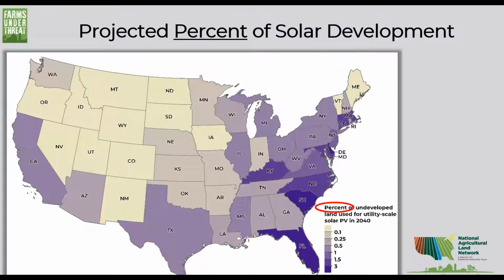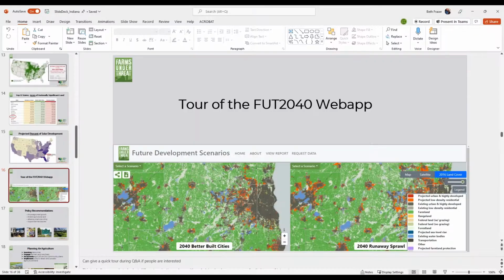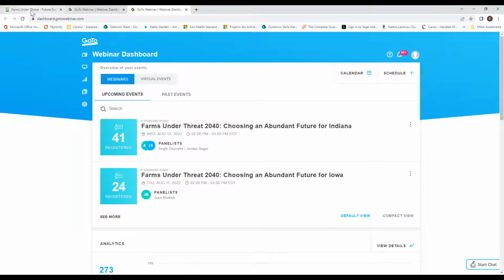And the most important key takeaway from our modeling is that 83% of the projected solar development by 2040 will be sited on agricultural land, and nearly half of the projected solar will be on those nationally significant lands that we've been talking about. So we're now going to dive into the data available for Indiana on the interactive website. And for this, we'll be joined by our colleague Beth, who will be our navigator.